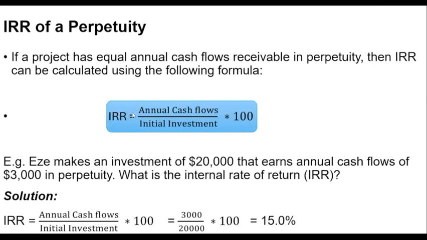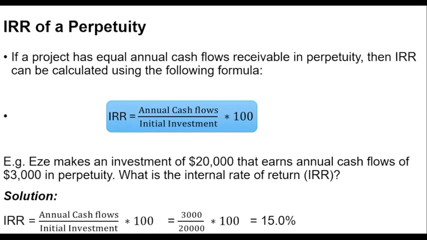We take the annual regular cash flows and divide it by the initial investment and multiply by 100. That is the IRR of a perpetuity. So we pick the annual cash flows, which are the perpetuities, divided by the initial investment and multiply by 100. We have an example here to help us understand the formula.